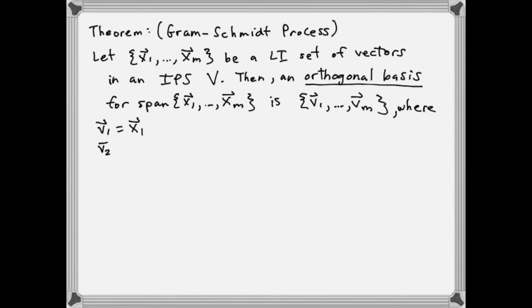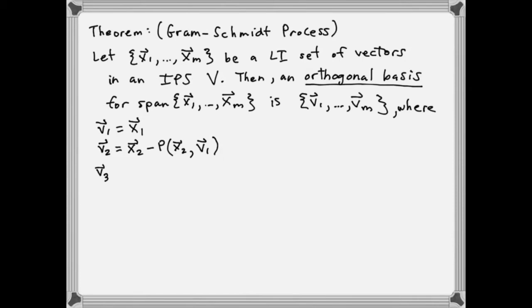We get the second vector by taking the second vector on the list and subtracting away the projection of that second vector onto the first vector in our new space. Okay?